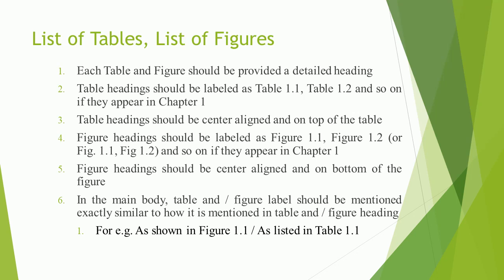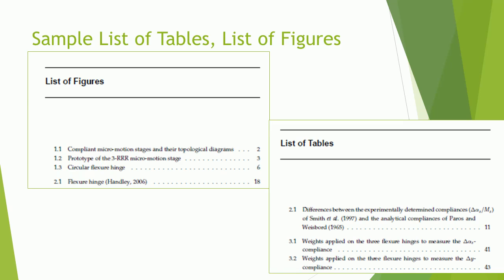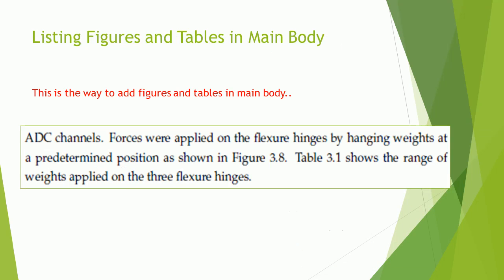In the main body, the table and/or figure label should be mentioned exactly as it is mentioned in the table and/or figure heading, for example, as shown in Figure 1.1 or as listed in Table 1.1. Sample list of tables, list of figures. Listing figures and tables in the main body. This is the way to add figures and tables in the main body.